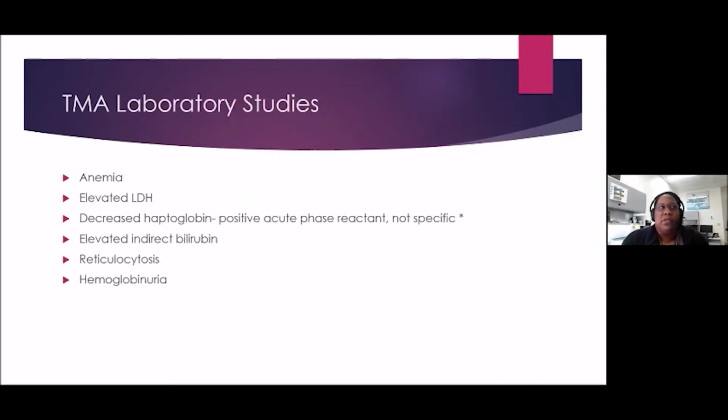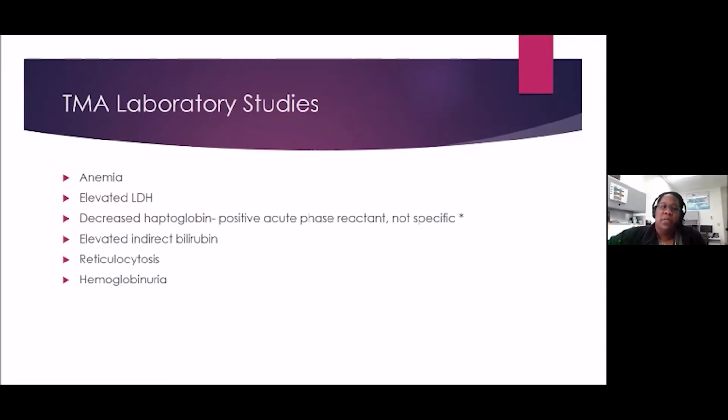So when you suspect that a patient has thrombotic microangiopathy, the first thing you want to do is, one, get a history, but also look at their labs. And I like to look at their hemolysis labs first. What I'm expecting to see in thrombotic microangiopathy is anemia and elevated LDH.